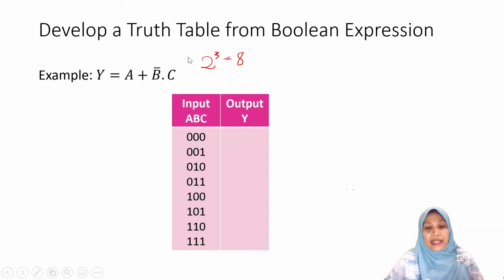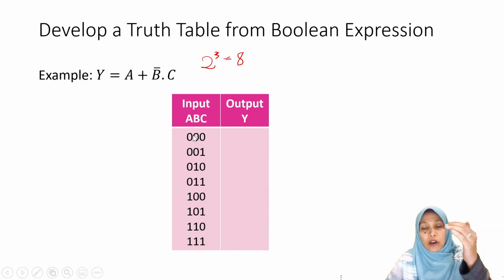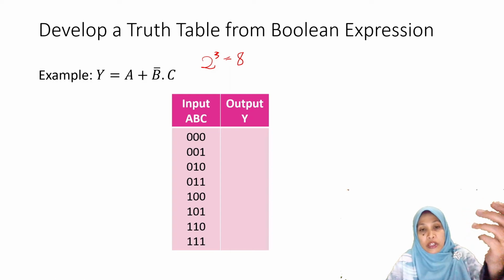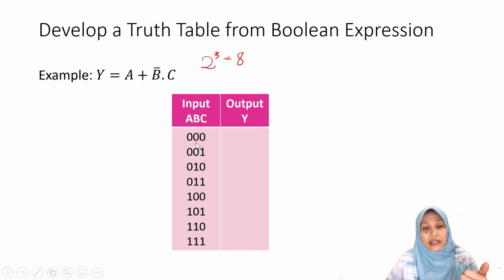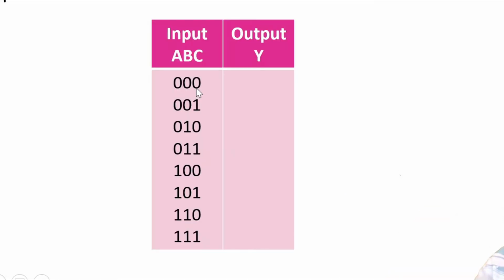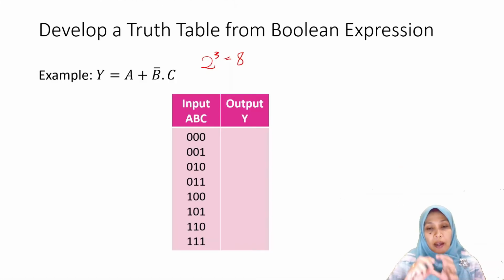Okay, so actually the 8 possible inputs is the combination of the binary number from 0 until 7. So we have 000 equals 0 in decimal, 001 is 1, 010 is 2, 011 is 3, 100 is 4, 101 is 5, 110 is 6, and 111 is 7. Okay, and then the output Y.